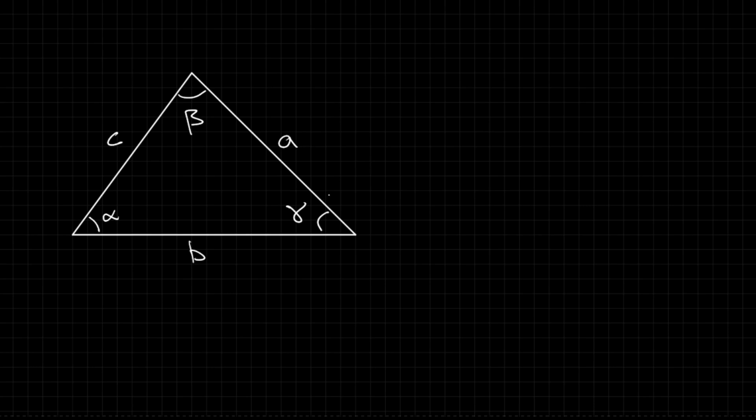So if we make these labels here, it is no longer true that, let's say, cosine of alpha is adjacent over hypotenuse because, well, there actually is no hypotenuse. Hypotenuses are defined to be the side that is opposite to the right angle, and there's no side opposite to the right angle because there is no right angle.